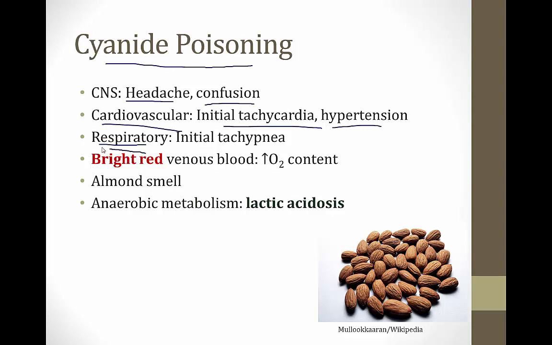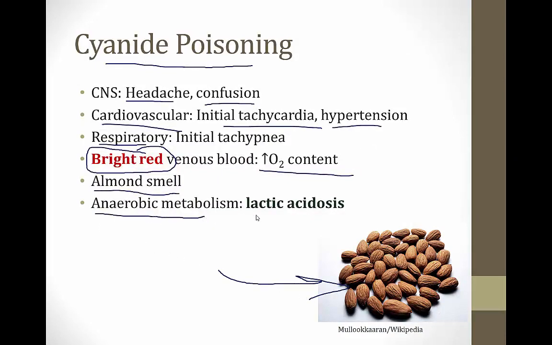Classically, the venous blood is bright red. That's because oxygen is not getting extracted because electron transport is inhibited by the cyanide. Cyanide gas classically has an almond smell, and I've put a picture of some almonds on the screen to remind you of that. And the anaerobic metabolism will cause lactic acidosis, which is one of the ways people can die from cyanide exposure.